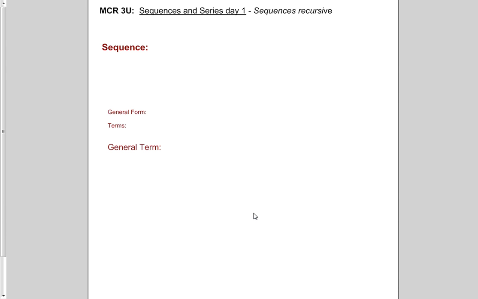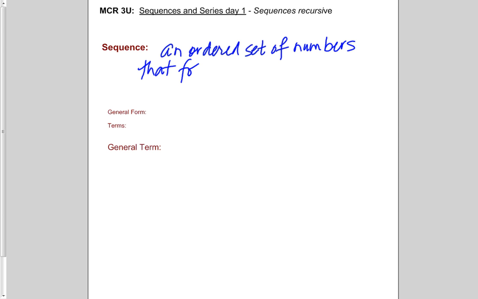Grade 11s, we're on our new topic, sequences and series. Today we're going to look at recursive sequences. So first of all, a sequence, which you have seen in 6th and 7th grades, is an ordered set of numbers that follow a well-defined pattern. Those of you that love patterning, this is going to be fun.